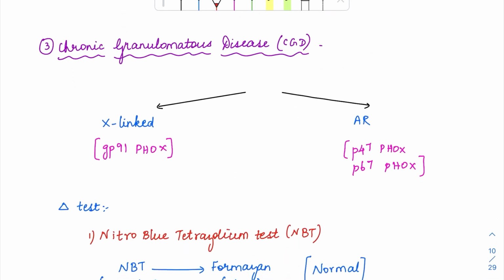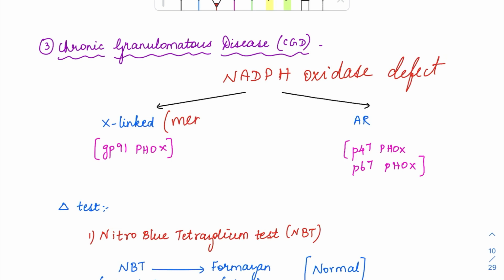Next, we'll see about chronic granulomatous disease. Here the defect is going to be in the phagocyte oxidase or the NADPH oxidase enzyme. So NADPH oxidase enzyme is defective. It could be inherited as an X-linked disease or an autosomal recessive disease. X-linked disease is when the membranous component of the NADPH oxidase enzyme is defective, while if the cytoplasmic component is defective, it will lead to the autosomal recessive pattern.